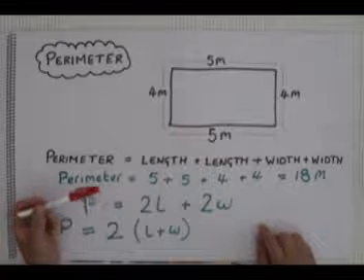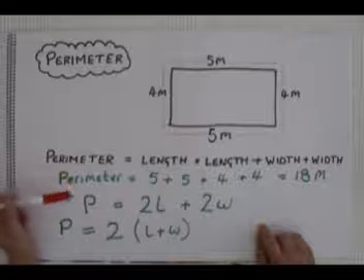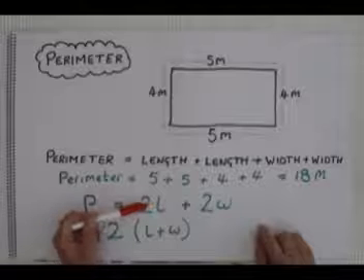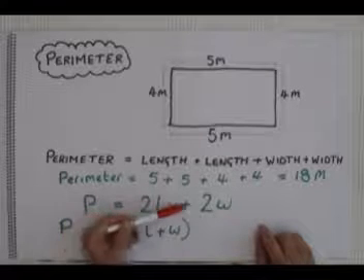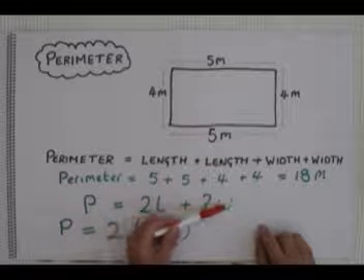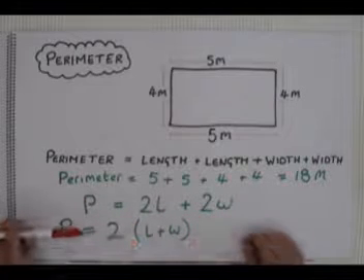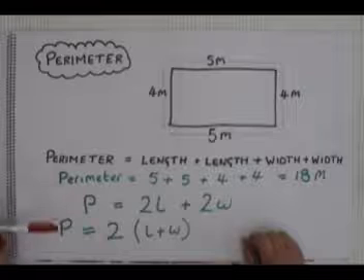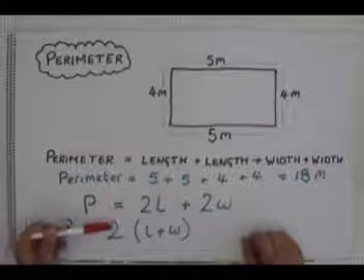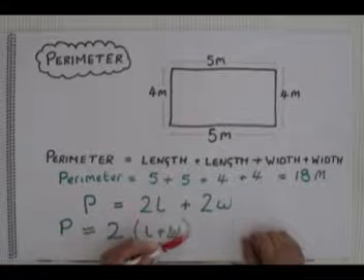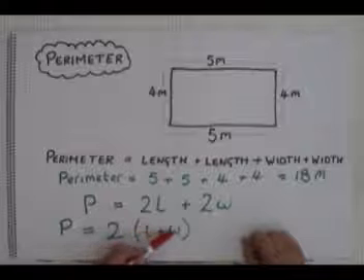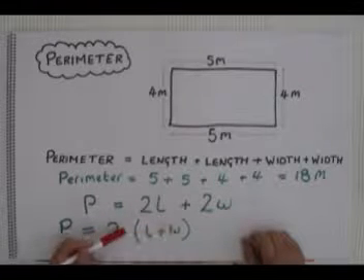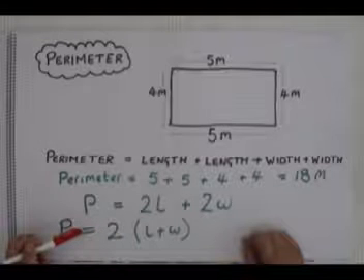As a formula, the sum would be written as P for perimeter equals 2L, that means 2 times L, or 2 times the length, plus 2 times the width. If you were to use brackets, as we discussed when we covered BODMAS, you would write P for perimeter equals 2 times (length plus width). That means add your length and your width together and then multiply by 2.